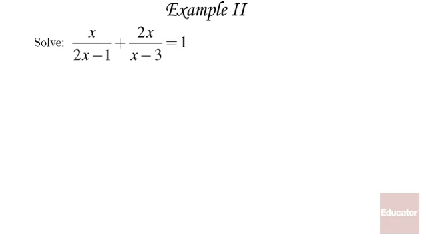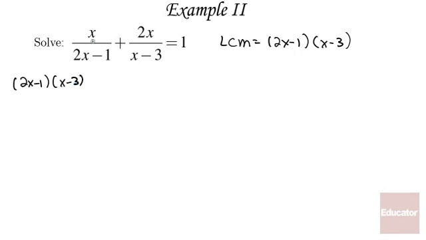Okay, in the second example, I'm going to need to use the LCM method, because I don't just have a single rational expression on the left and a single rational expression on the right. I've also got this 1 right here. So the LCM that I'm going to multiply by is going to be 2x minus 1 times x minus 3. And I'm going to need to check my solutions at the end because I may end up with some extraneous solutions.